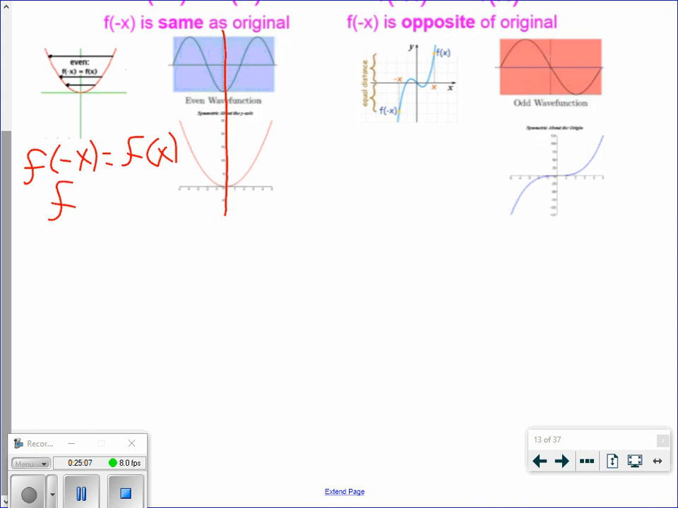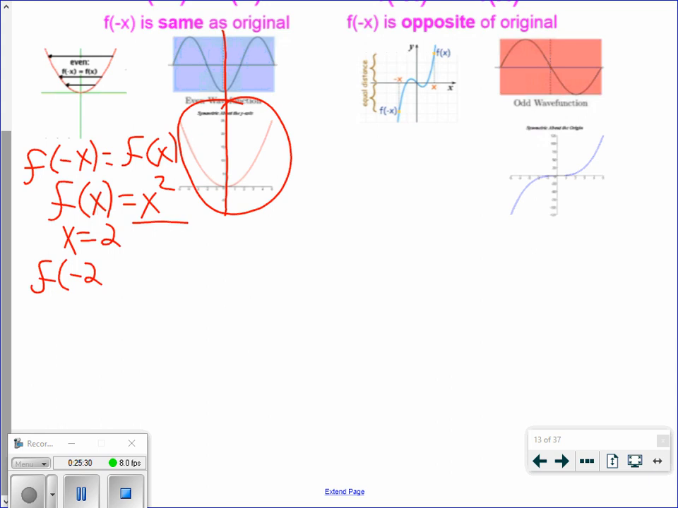So let's say we have the function f of x equals x squared. So f of x equals x squared is an even function. That's this function right here. It is an even function, and I'm going to show you how that equals each other. So let's say we have some x value of 2, and we're going to see how they both equal each other. All right? So we have f of negative 2 equals f of 2.